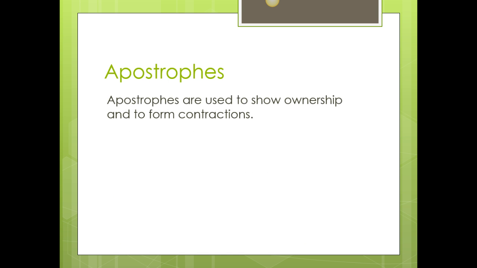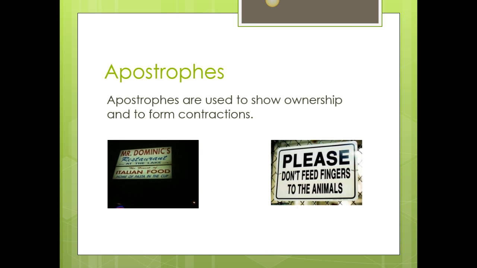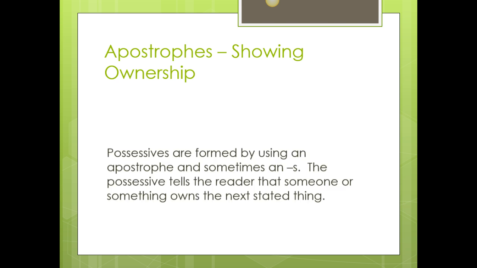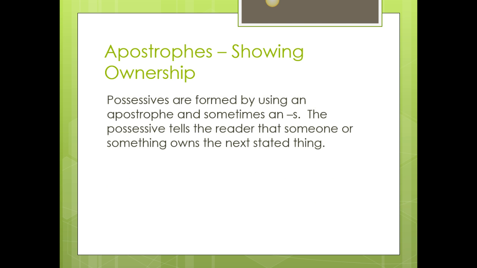Apostrophes are used to show ownership and to form contractions. Possessives are formed by using an apostrophe and sometimes the letter S. The possessive tells the reader that someone or something owns the next stated thing. For example, Montgomery's book, which is the book that belongs to Montgomery, or the student's tests, the tests that belong to the students.